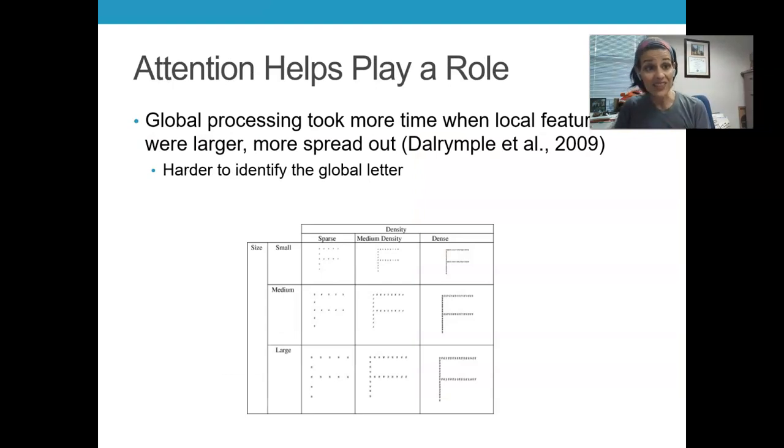And it's been suggested that attention might play a role. So what you're looking at here are stimuli from Dalrymple and colleagues back in 2009. Global processing does seem to require attention because it was harder for people to do when the local features, the letters that made up the bigger letter, were larger, as you see here, and when they were more spread out. It actually becomes harder to identify the global letter based on that. So whether we process local features or global features ultimately depends on the circumstances around us.